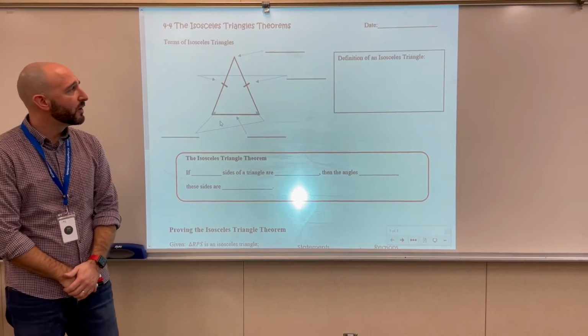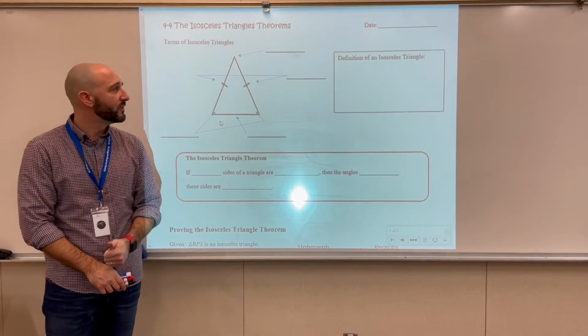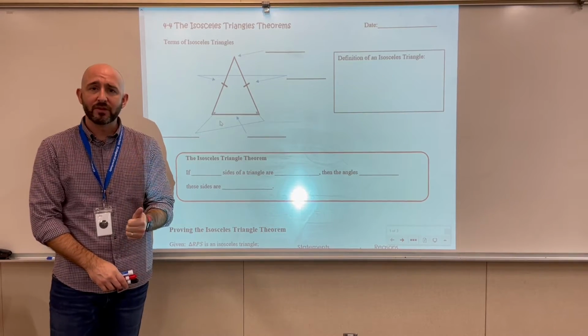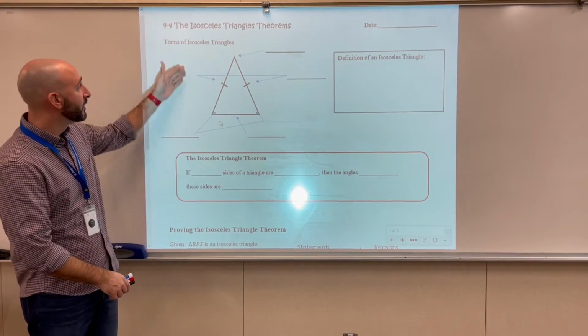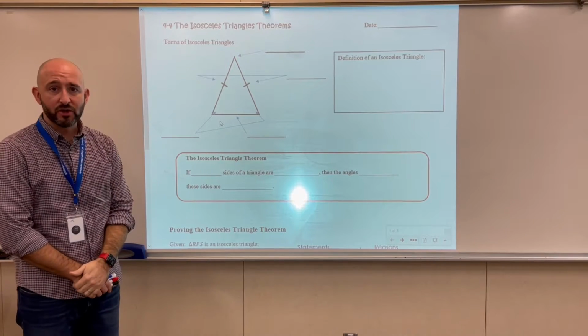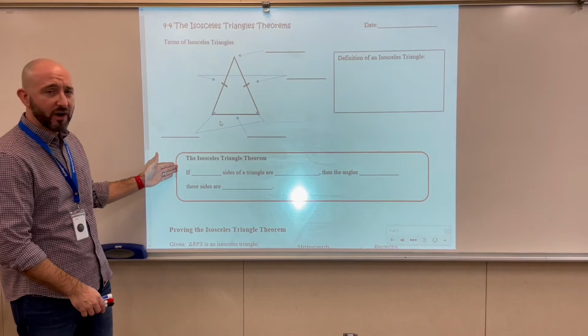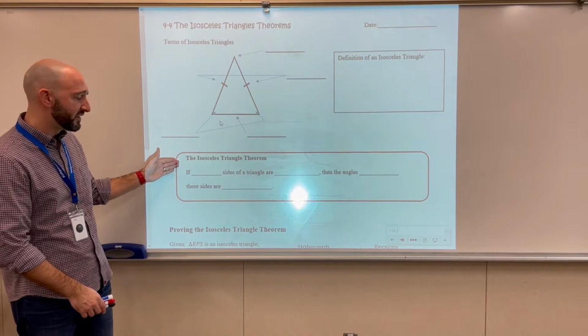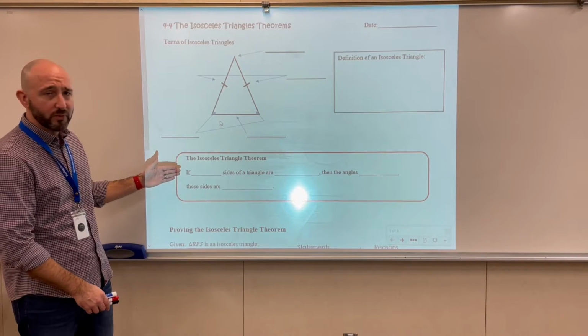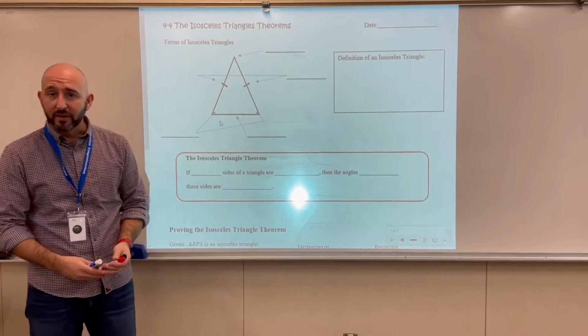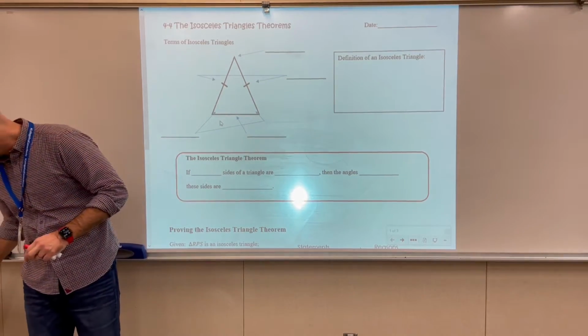So in this video, we're gonna do a few things. The first thing we're gonna do is to review the definition of an isosceles triangle. Then we're gonna look at some important terminology. We're gonna define the isosceles triangle theorem, which I also like to refer to as the base angles theorem, and then we're actually going to prove this theorem. So let's get started.